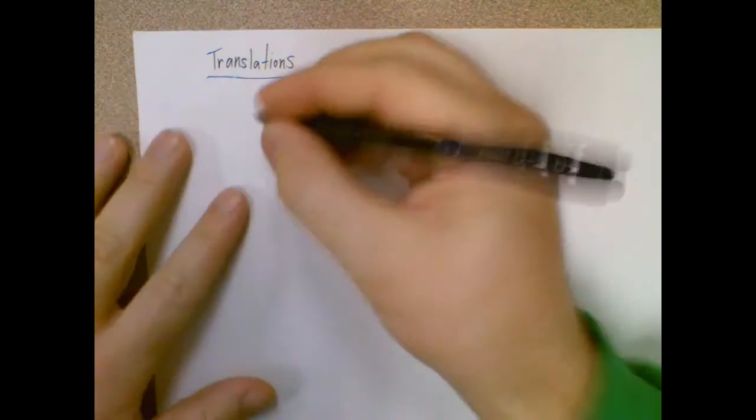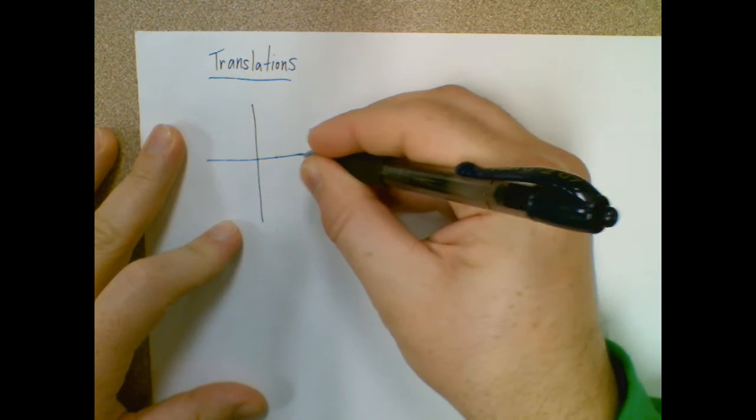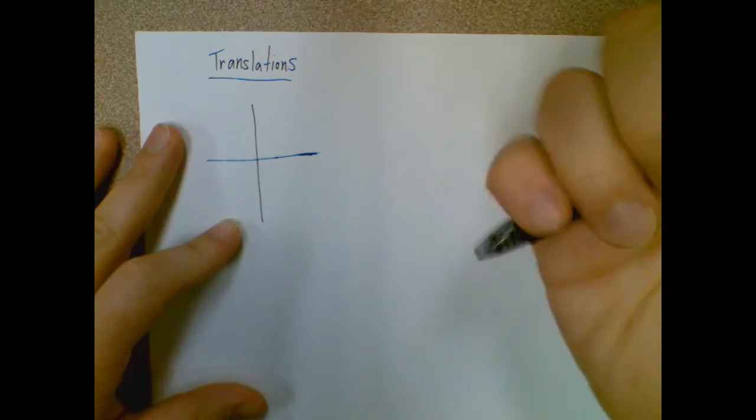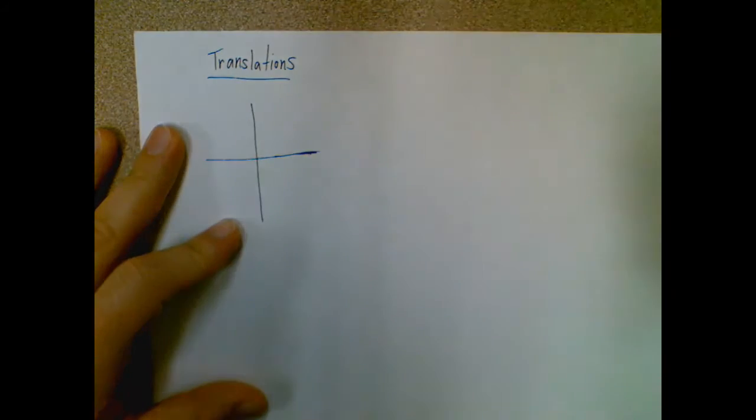Today we're going to be looking at the first of our transformations, and these are translations. A translation is when you take a graph and move it in a direction. So I'll either take the exact same shape and move it up, down, left, or right. Okay, so we're kind of limited in our options.